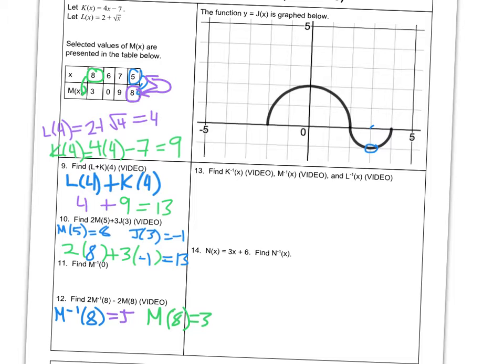Okay, so 2m inverse of 8 means 2 times 5, minus 2m of 8 means 2 times 3. 10 minus 6 is going to be 4.